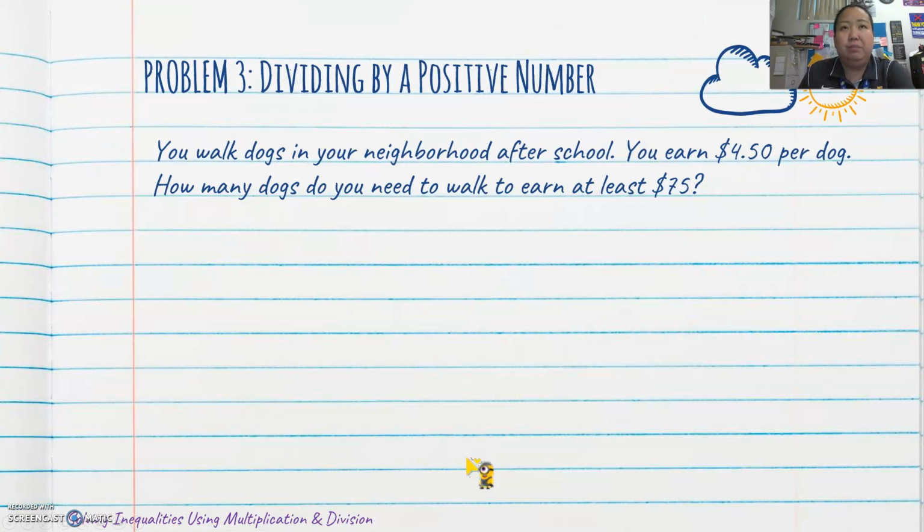So let's have this example. Let's say we have a problem wherein you walk dogs in your neighborhood after school. You earn $4.50 per dog. How many dogs do you need to walk to earn at least $75? Our keyword here is at least. If you remember from other videos that we have recorded, at least is greater than or equal to, so you will have greater than or equal to $75. How many dogs do you need? We do not know the number of dogs, and each dog is $4.50.